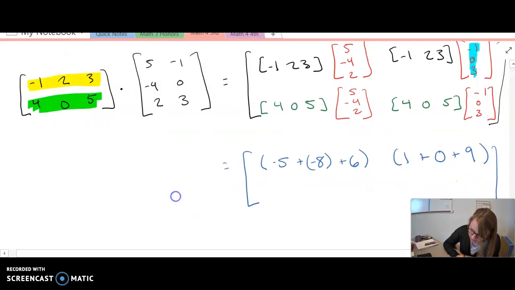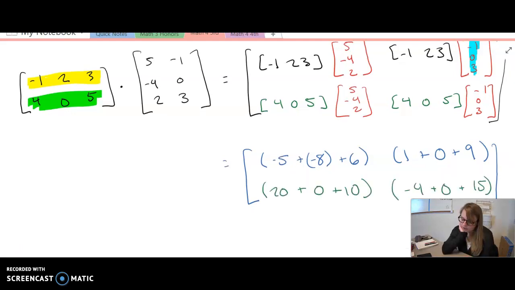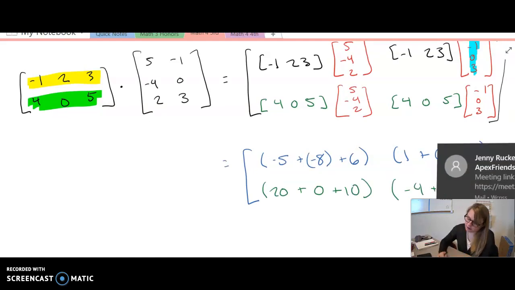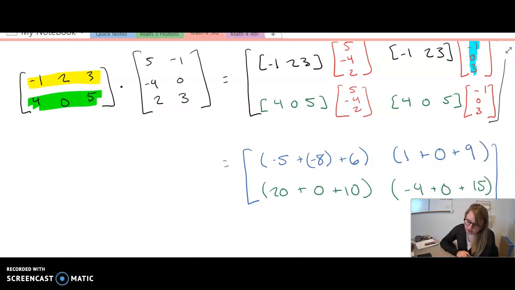Alright, so then our next row, I want you to do this one by yourself. So you can do 4 times 5, 0 times negative 4, 5 times 2, and so on and so on. So pause the video right here and do the second row. So if you did the first or second row correctly, you would have 20 plus 0 plus 10, and then negative 4, 0, and 15.